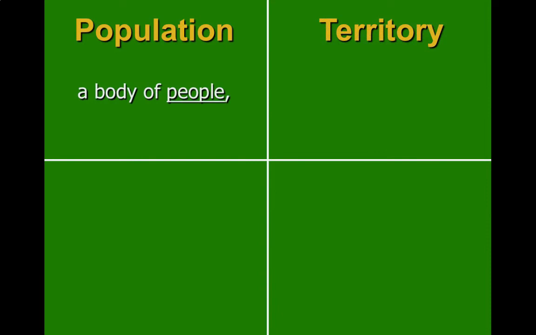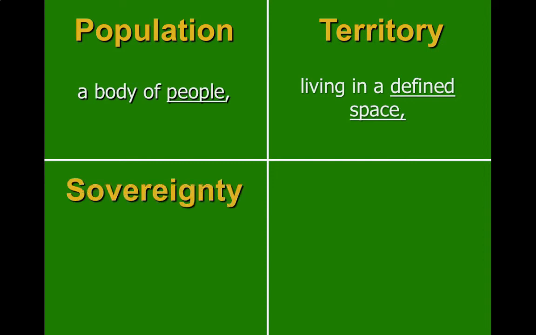Features of a state. There are four things you have to have in order to be a state. The first one is population. You just have to have a body of people. Then you have to have territory that has defined spaces. So when you look at the state of Indiana and when you look at the United States, you can find them on a map, and most of us hopefully know what these things look like.